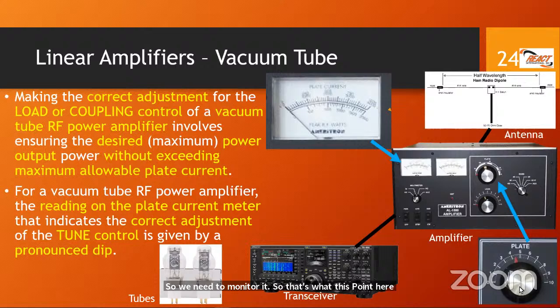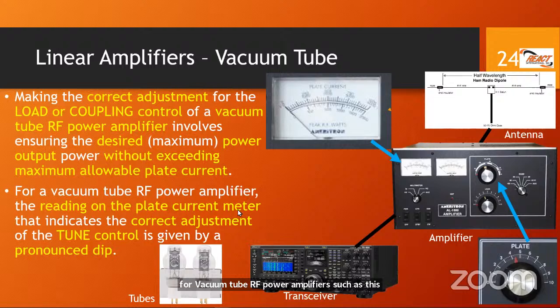We need to adjust this using this knob to maximize the RF power output of, let's say, 1500 watts, or whatever the maximum is or whatever the desired amount is, but without exceeding the plate current. And that's why we have this meter here to show us the plate current, and we have this adjusting knob to adjust it. Exam question. All right, so also another exam question for vacuum tube RF power amplifiers such as this one.